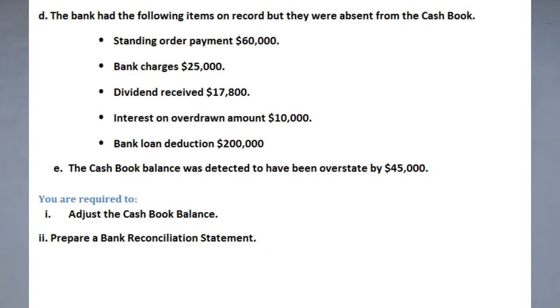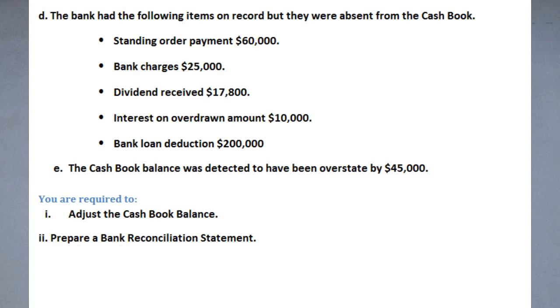D. The bank had the following items on record, but they were absent from the cash book. Standing order payment of $60,000. Bank charges $25,000. Dividend received $17,800. Interest on overdrawn account $10,000. Bank loan deduction $200,000. E. The cash book balance was detected to have been overstated by $45,000.